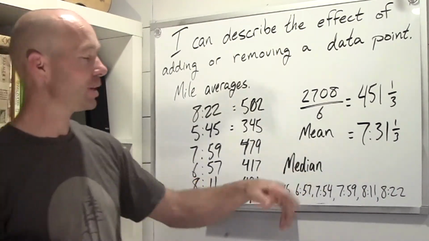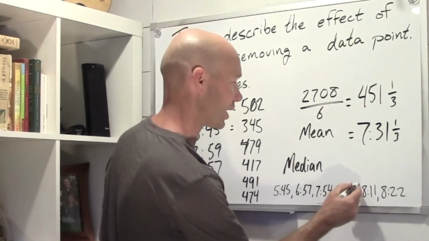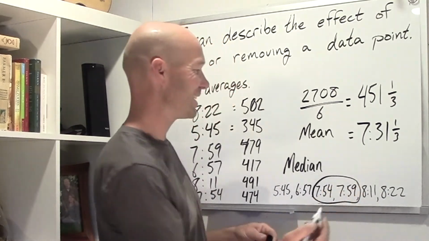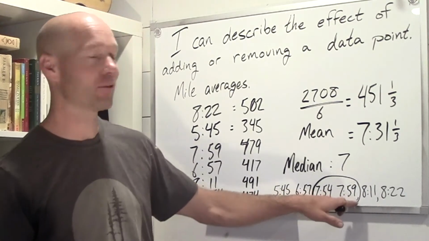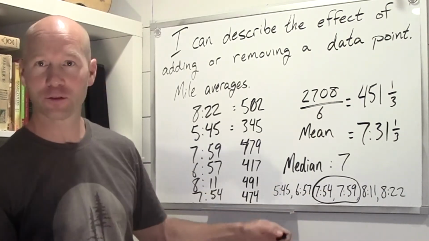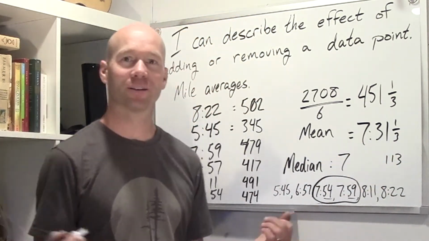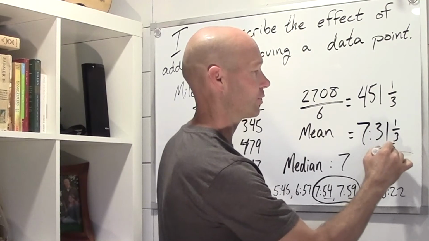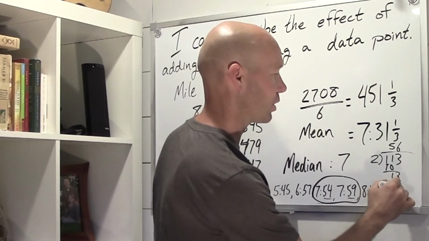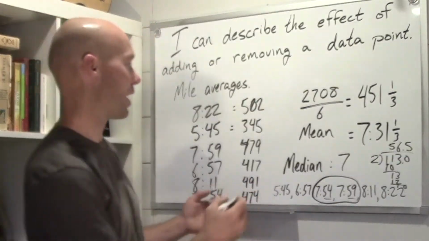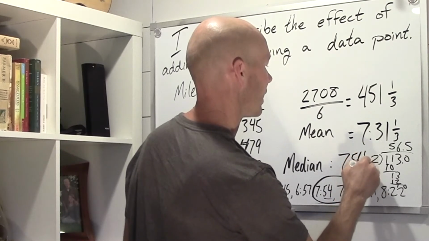The median, what is the median? Well, it is between 7 minutes and 54 seconds and 7 minutes and 59 seconds. It's going to be 7 minutes. And then what's the average between 54 and 59? Well, we're going to add 54 plus 59 is 113. And we are going to divide that by 2. 5 times 5 times 2, 10. So we have 6 times 2 is 12, 56.5. 7 minutes and 56, and we'll say 1/2 seconds.